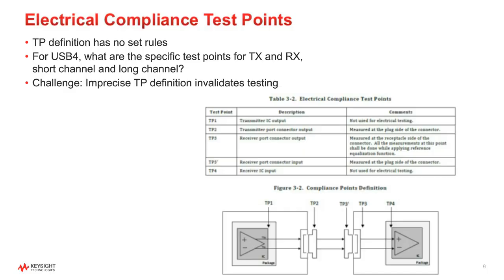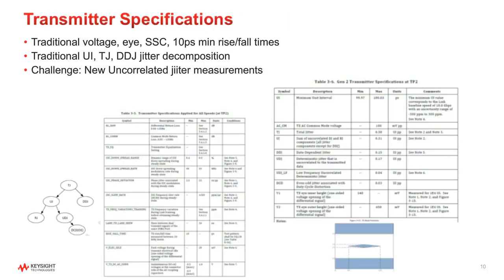Okay, so let's see. Back to this slide, transmitter specs. Some of these specs are very familiar to you, like the voltage, SSC, rise and fall times, although the rise and fall time is 10 picoseconds. So that's a very difficult number to meet if you don't have the right equipment. 10 picosecond minimum rise time. You have the traditional TJ, DDJ, UI measurements, and there's some new, what they call uncorrelated.